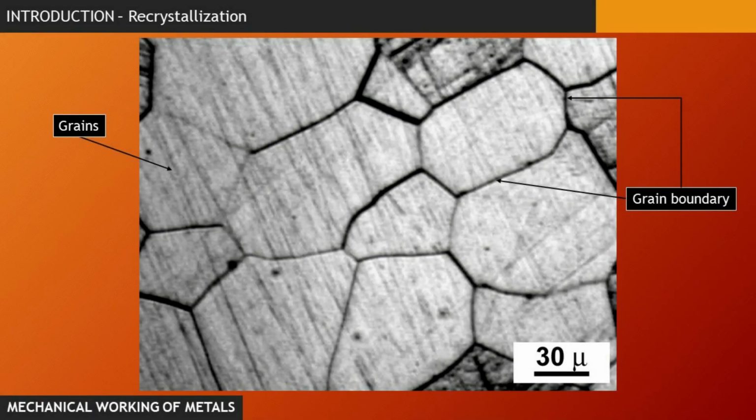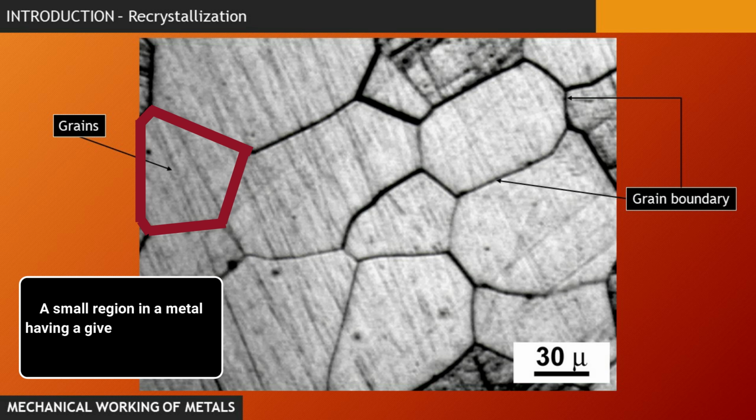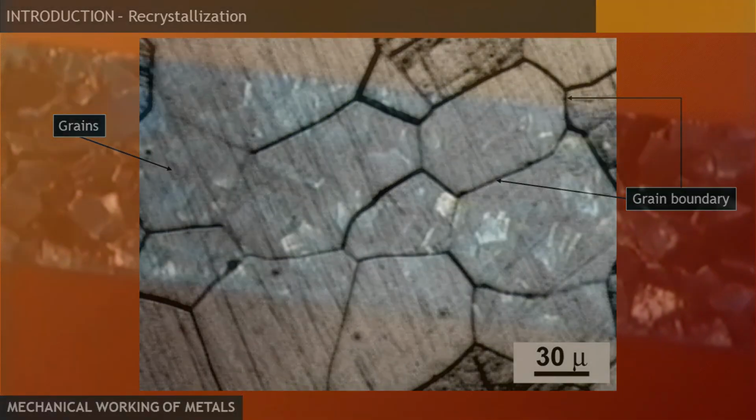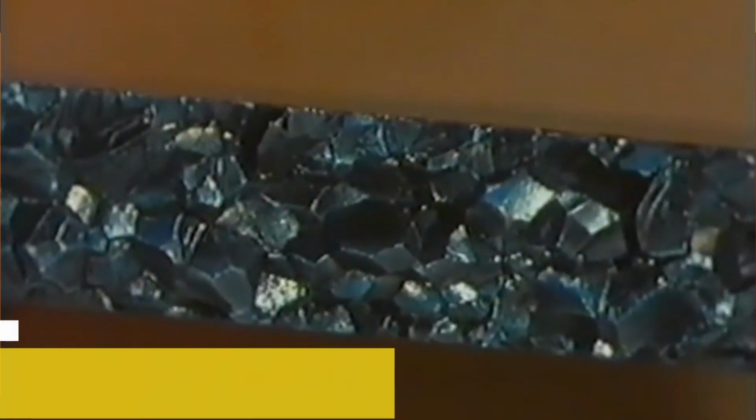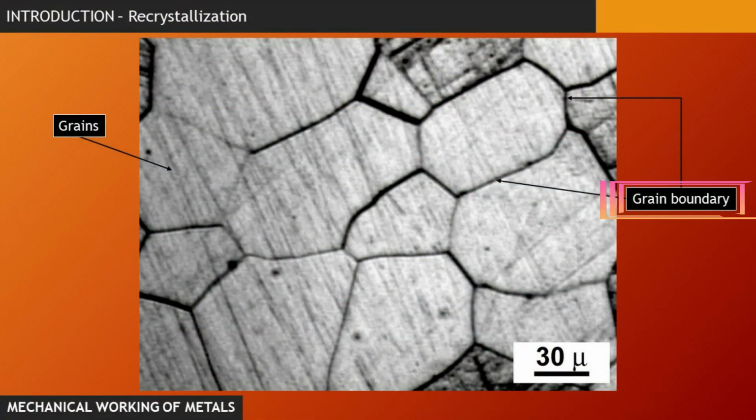Before understanding the recrystallization process, we need to understand the grain structure of the metal. A grain is a small region of a metal having a given and continuous crystal lattice orientation. Each grain represents a small single crystal. Now, the grain structure of a metal is an arrangement of differently oriented grains surrounded by grain boundaries.